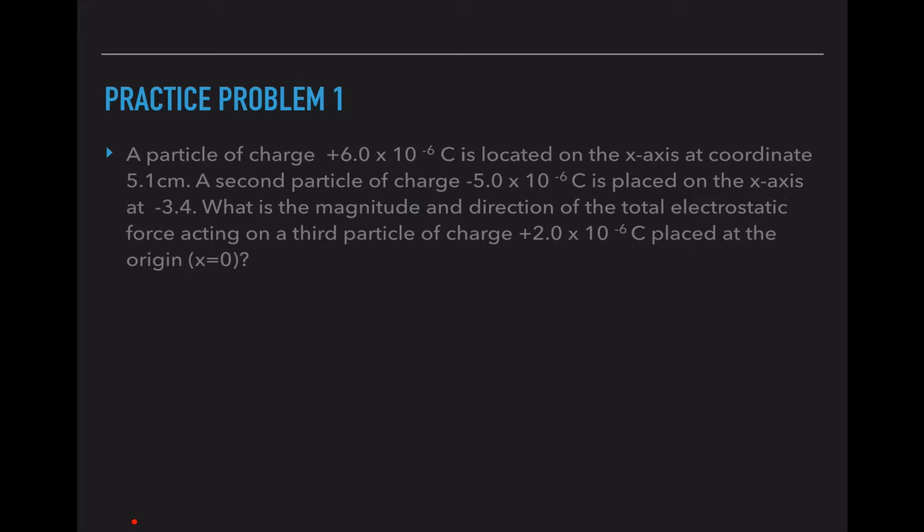We have a particle with a charge of positive 6 times 10 to the negative 6 coulombs located on an x-axis at a coordinate of 5.1 centimeters. A second particle with a charge of negative 5 times 10 to the negative 6 is placed on the x-axis at negative 3.4 centimeters. What is the magnitude and direction of the total electrostatic force acting on a third particle of positive 2 times 10 to the negative 6 placed at the origin?